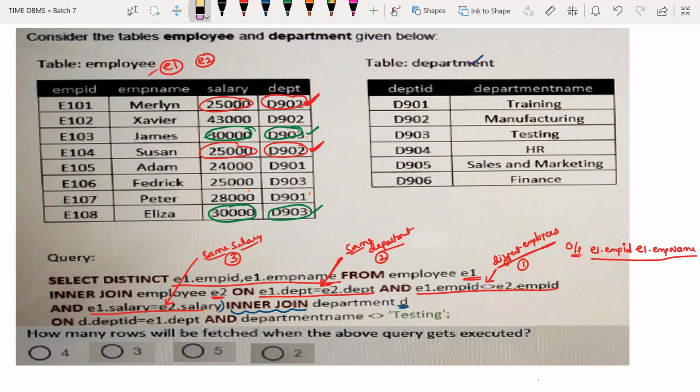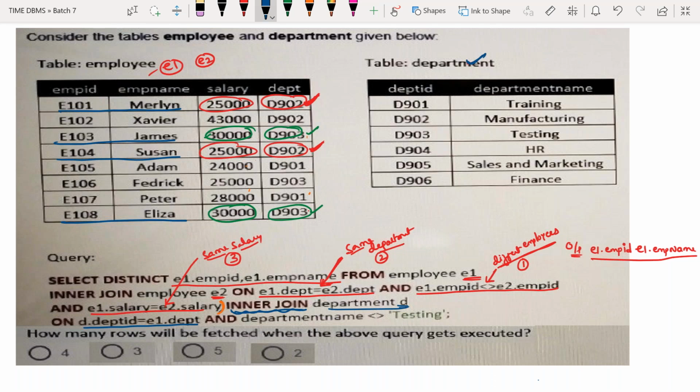Now, who are the four employees? E101 Marilyn, E103 James, E104 Susan, and E108 Elisa. In the output of the query, up to this only. This result I'm joining, inner join. That means these four records are to be joined with department D, this table, on D.department_ID equal to E1.department_ID. Department ID should match.